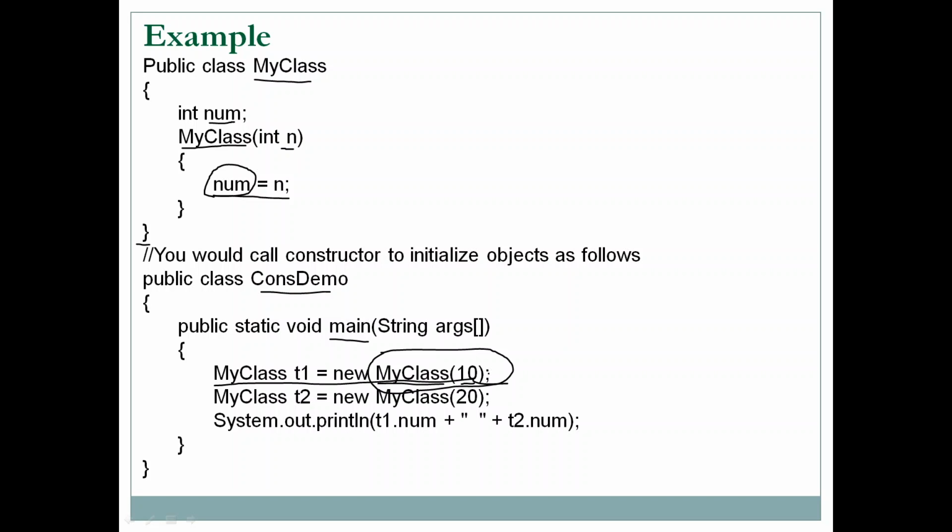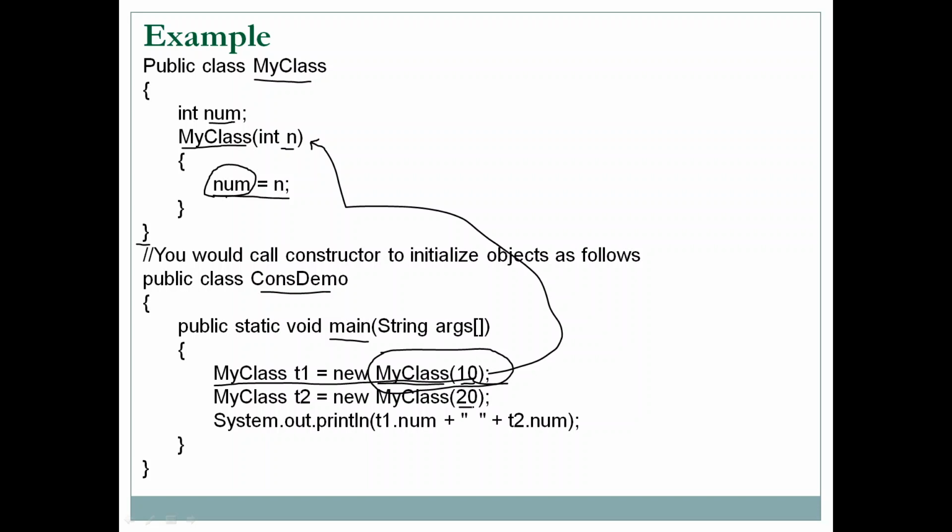So from here the constructor is called, and when the constructor is called, the value 10 is sent, and that will be stored in n, and the same value will be assigned to num. Same way we have created one more object of the class MyClass, t2 equals new MyClass, but the value which we are passing is 20. So again the constructor is called, and the value stored in num is 20.